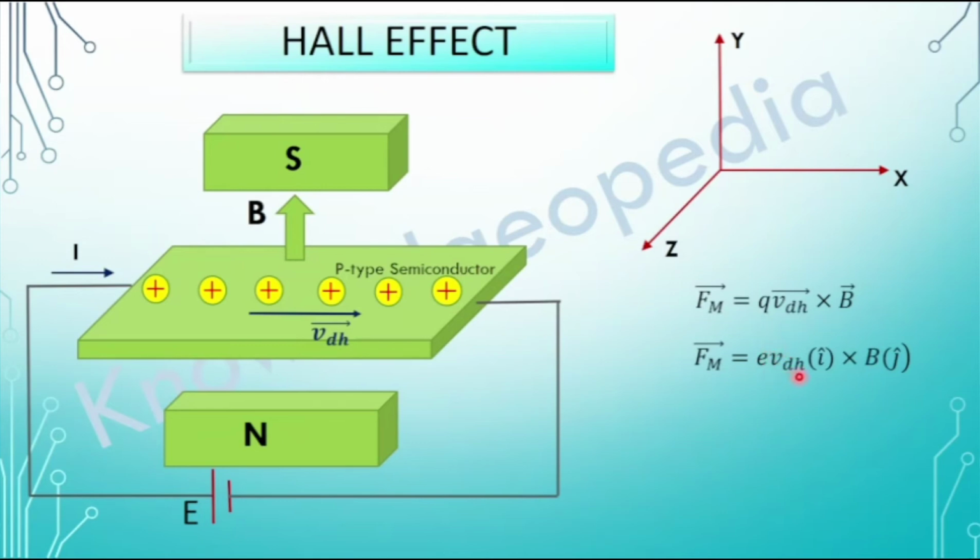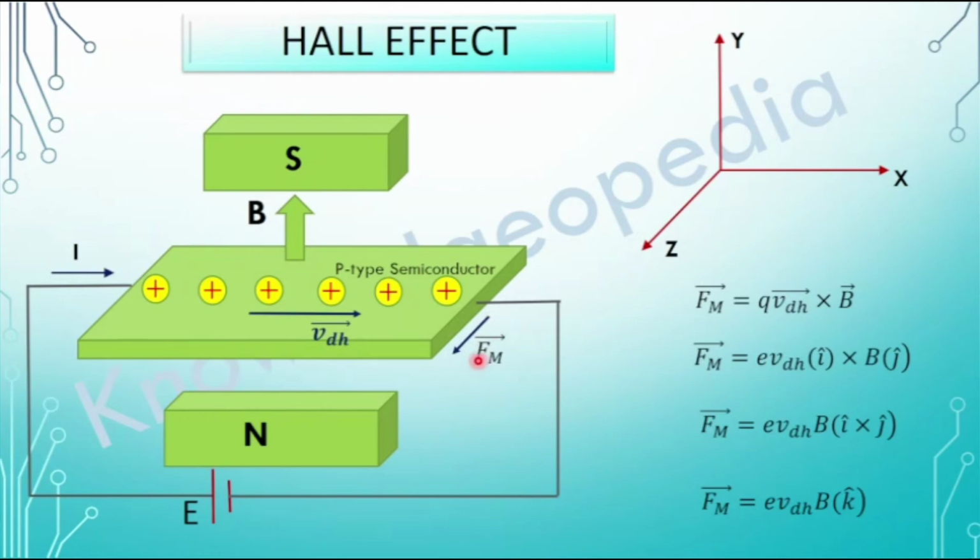So Fm is equal to the charge of the hole, e, times VDH cross B. VDH can be written with magnitude VDH and direction in the positive x direction, that is i cap. B vector can be written as B, the magnitude, and j cap is the direction, that is the positive y direction. This can be arranged like this: e, VDH, B, the magnitudes kept together, and the vectors i cross j. The vector product of i cross j is nothing but k cap. Thus, Fm is equal to e VDH B k cap. That is, the Lorentz force on these moving holes is in the positive z direction.